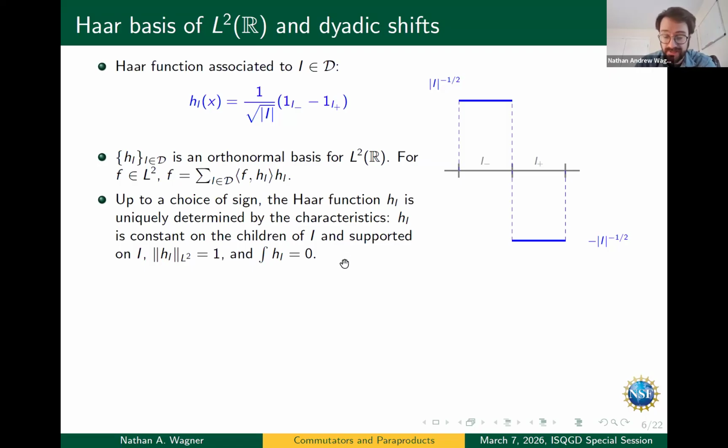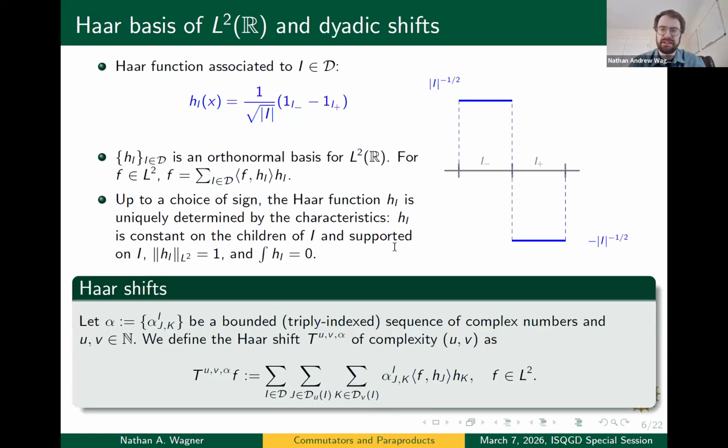So those actually completely determine the values of the function up to a constant, because you could multiply by -1 and it would just flip everything up to a sign. Yeah. And we're concerned with operators that are kind of dyadic models of Calderón-Zygmund operators, and I'm going to explain that more in a second.